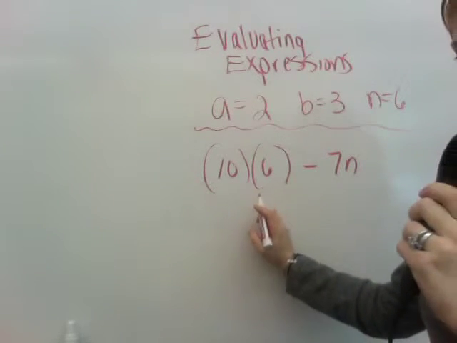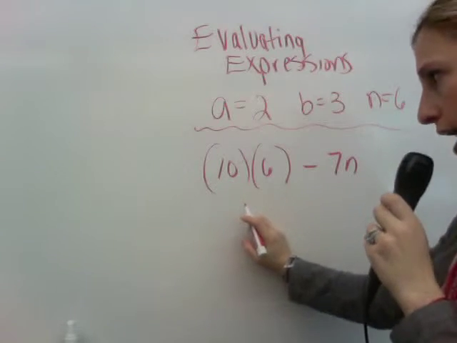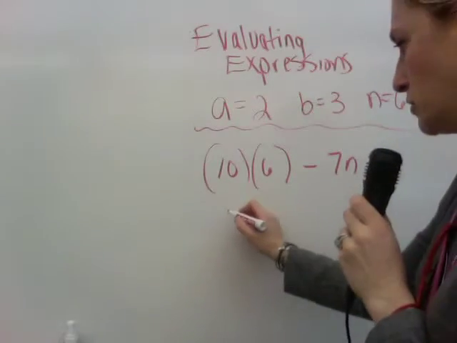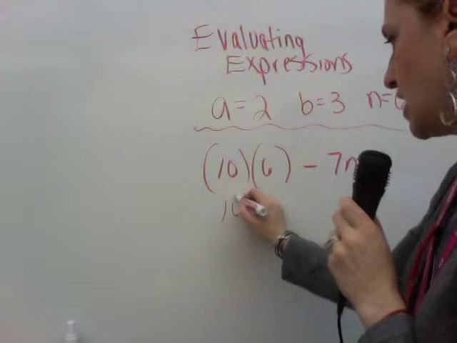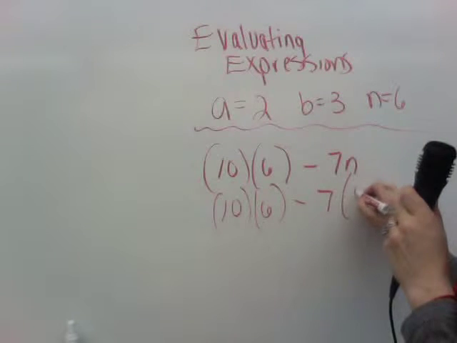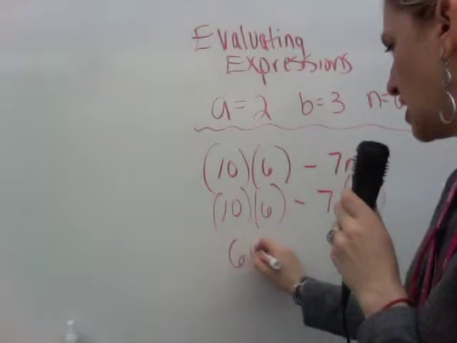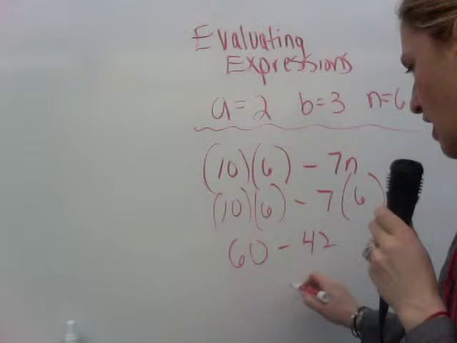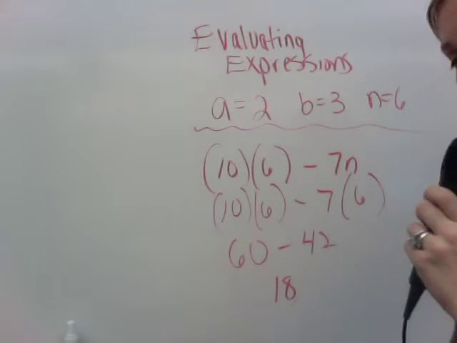Ten times 6, this is just another fancy way of multiplying, minus 7n. So I'm going to write 10 times 6 minus 7 times 6. And it's 60 minus 42. And the answer is 18.